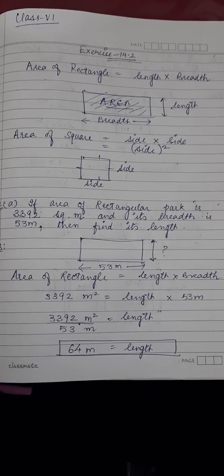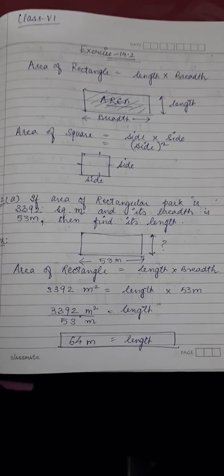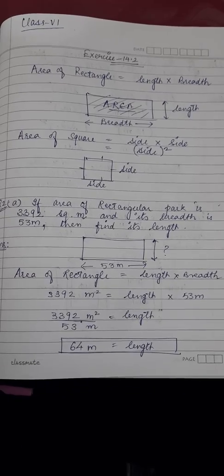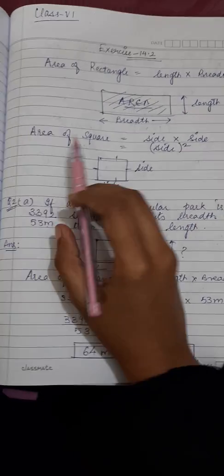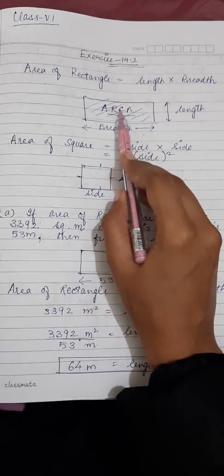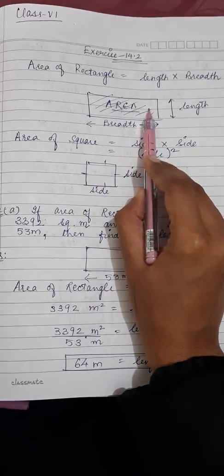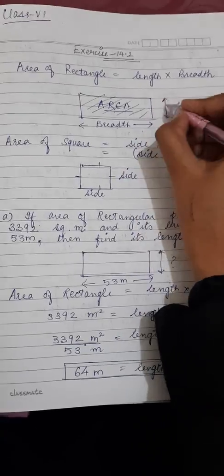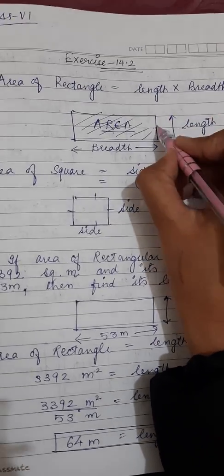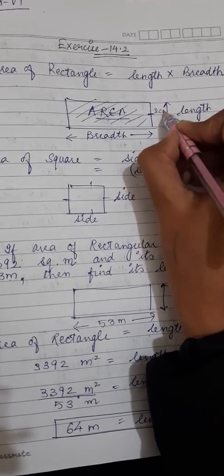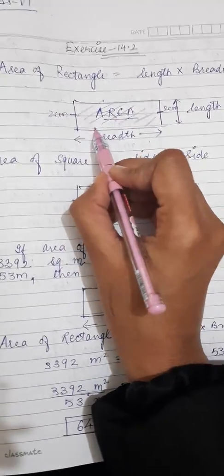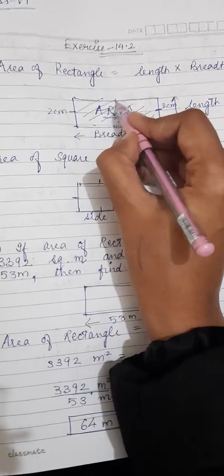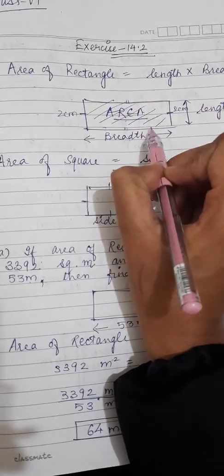Hello everyone. Today we'll be starting with exercise 14.2, in which we will be discussing the area of the rectangle and square. Now this is the rectangle, in which opposite sides are equal. That means if this is the length and if this side is 2 centimeters, then the opposite side will be 2 centimeters. If this is 5 centimeters, then this opposite side will be 5 centimeters.